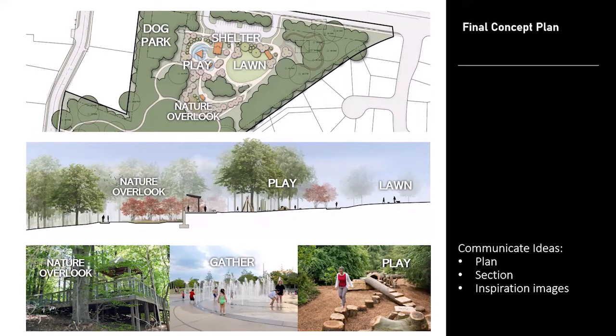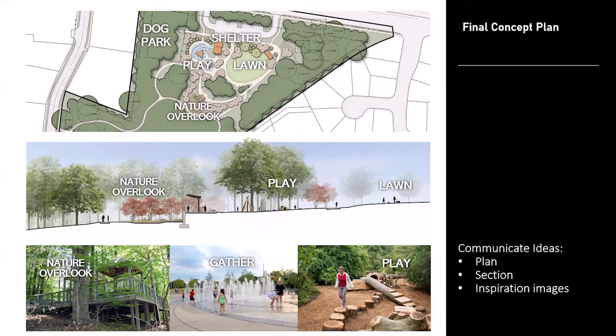We have the dog park, the shelter in the middle with the lawn space, a nature overlook, and that kind of conservation area we talked about. But there's other ways of showing the plan. So you can see it in section and you really get a sense of the scale with the people in there and the shelter and the trees. You can kind of feel yourself more in the space and imagine you're there.